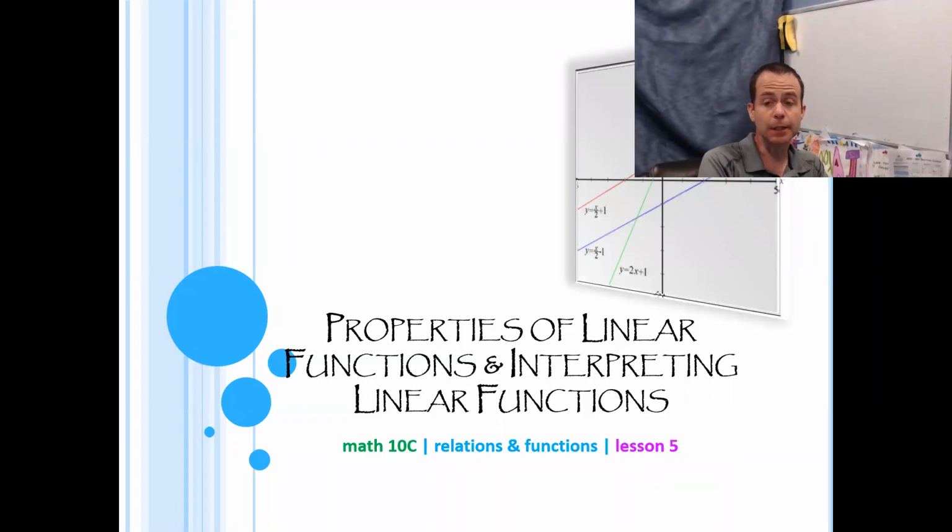Today is going to be the last lesson of relations and functions. And really, there's just a couple little concepts that we have to knit together to finish the unit. We're going to talk today about rate of change. We're going to talk about building equations. We're going to talk about graphing equations. And we're also going to talk about finding x and y intercepts, okay? So it's a bunch of little lessons all in one to wrap up the unit.